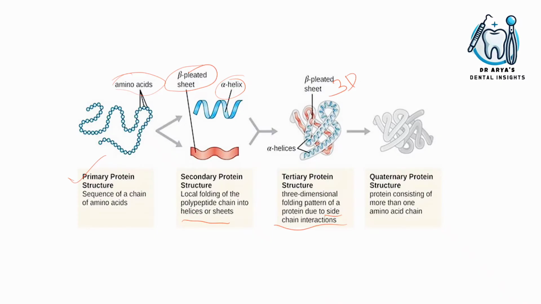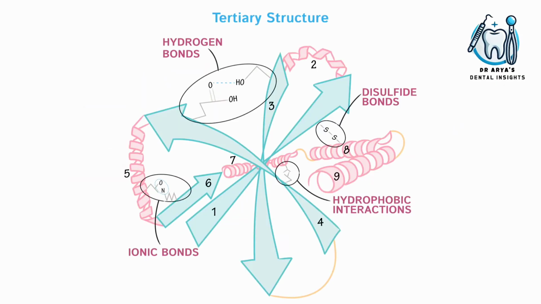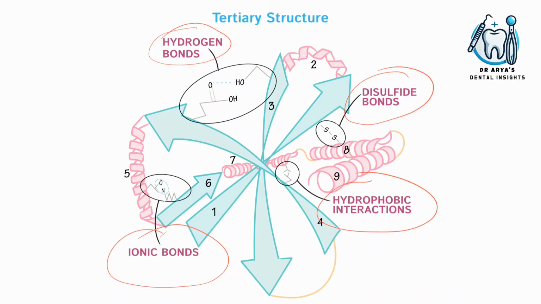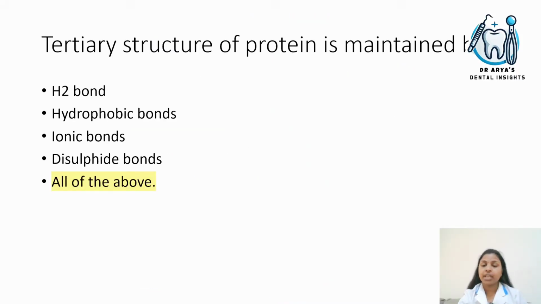And this is the quaternary protein structure. Here it consists of more than one amino acid chain. So this is the tertiary structure. It consists of hydrogen bonds, ionic bonds, disulfide bonds and hydrophobic interactions. So this is the tertiary structure of a protein. So the answer is all of the above.